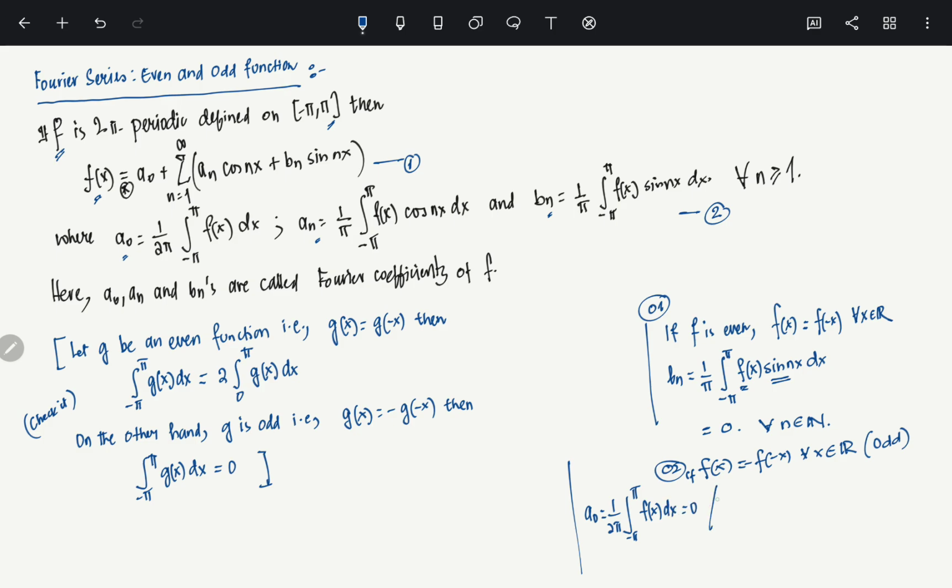That's what we did. And again, if you check an, it will be 1 by pi times the integral from minus pi to pi of f of x cosine nx dx. Cosine is an even function, and f is an odd function, so even times odd will be an odd function. The integral from minus pi to pi is going to be 0, so an, which is the integral of f of x cosine nx dx, is going to be 0. And this holds for all n in N. So you do realize that in this case it's basically the bn terms which are remaining, right? Okay, so we can simplify this thing.